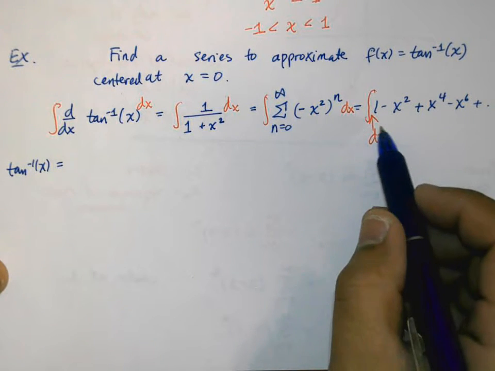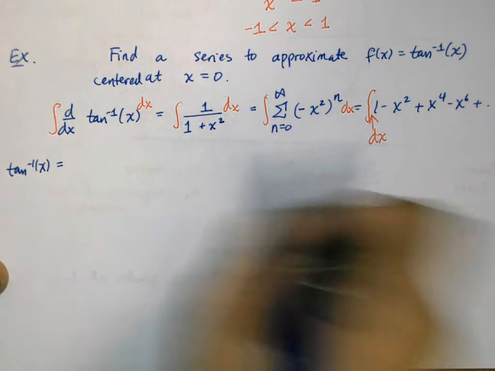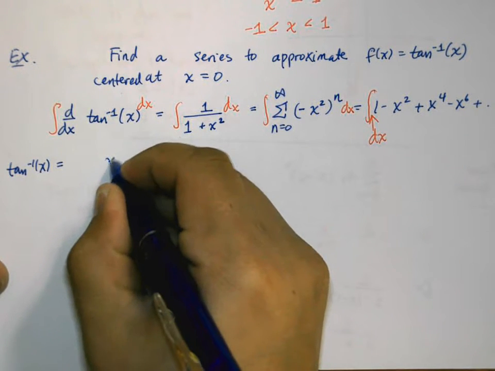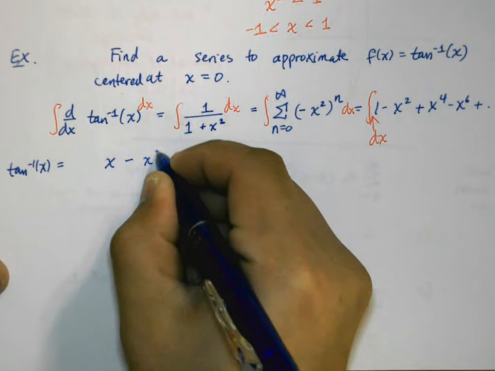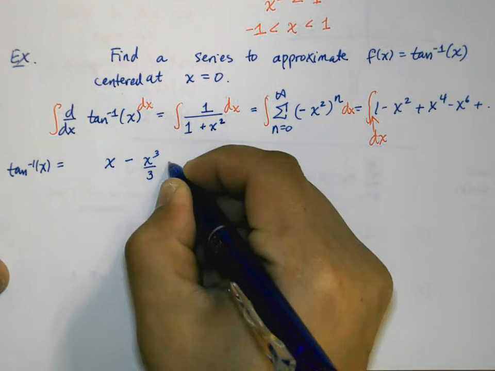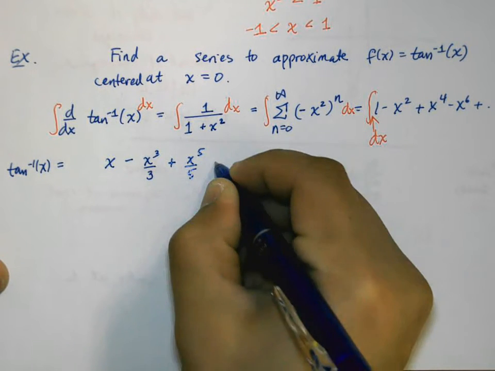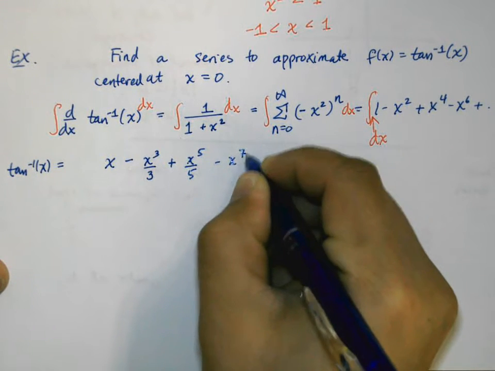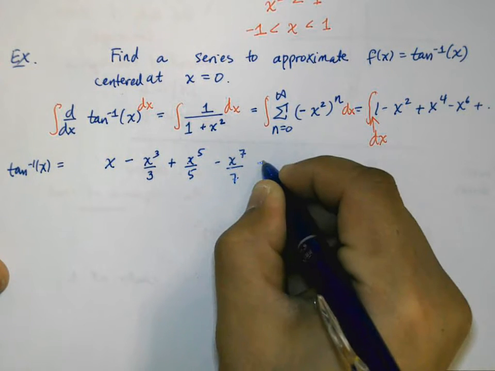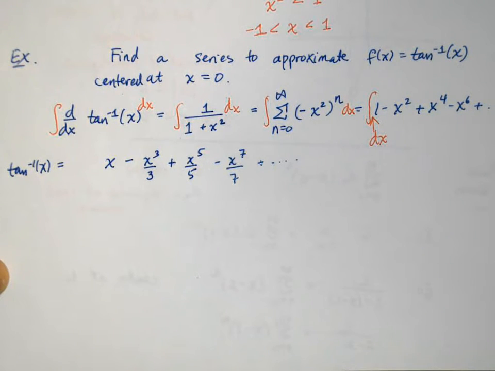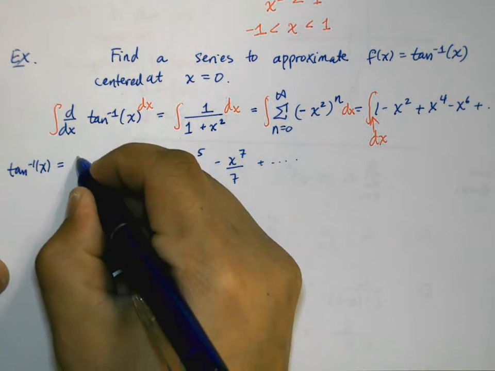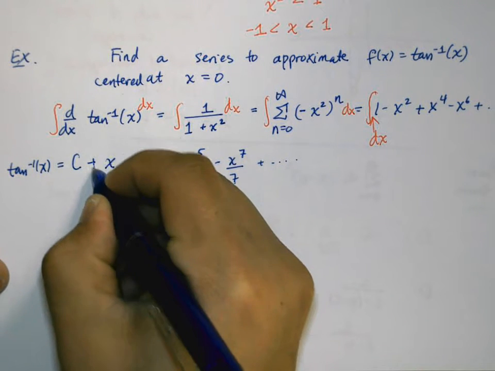So the antiderivative of this expression is easy to find. It is just x minus x cubed over 3 plus x to the 5th over 5 minus x to the 7th over 7 onwards forever. But let us not forget that when you take the antiderivative, you also have a constant here.